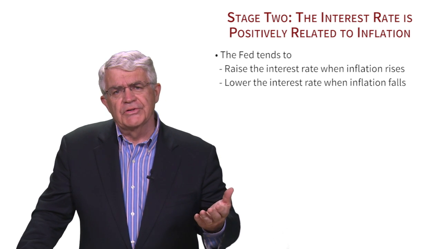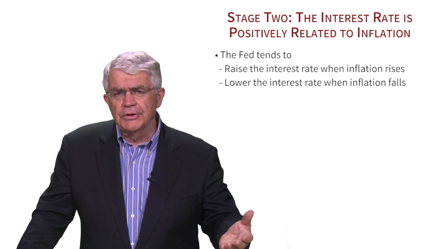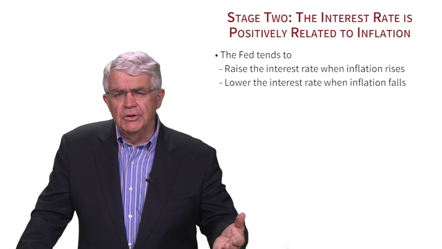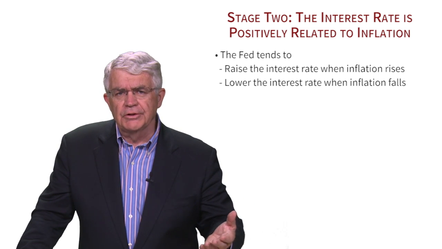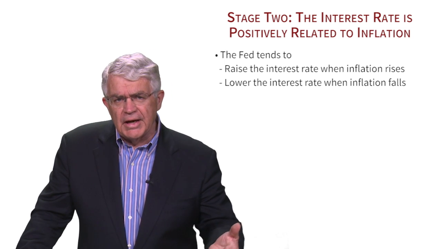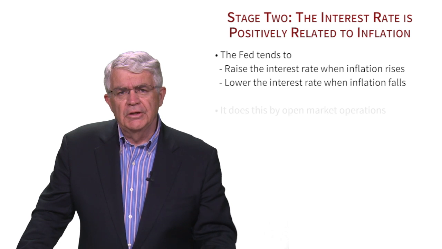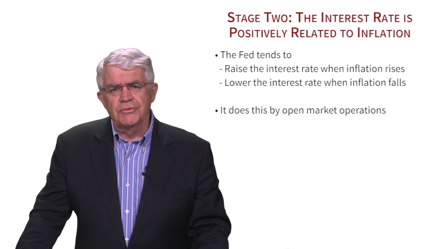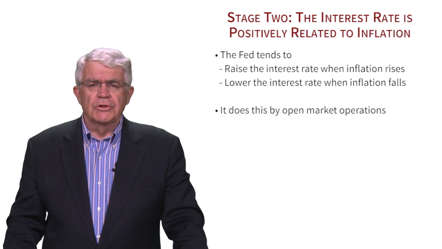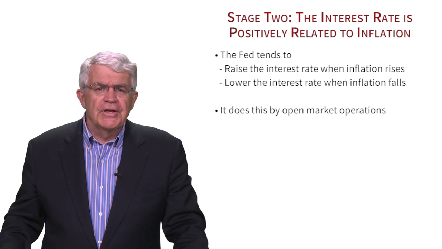So if inflation rises above that target, they will raise the interest rate, trying to cool down the economy, trying to get the inflation back to its target. Similarly, if it falls below the target, they will lower the interest rate, trying to add a little heat to the economy, trying to get the inflation to back up again. They make these adjustments through open market operations, which you'll recall are the purchases and sales of bonds in the open market.